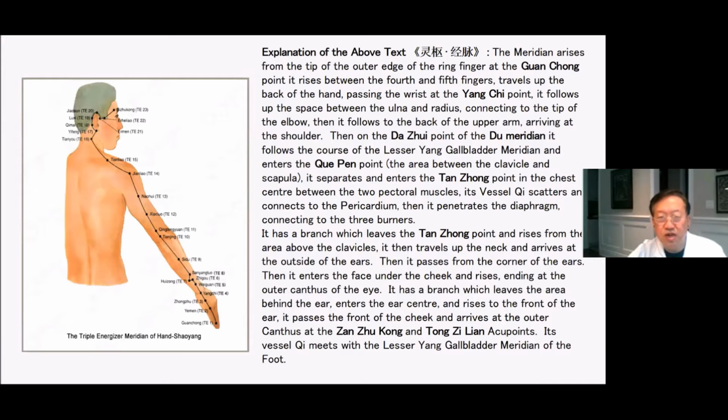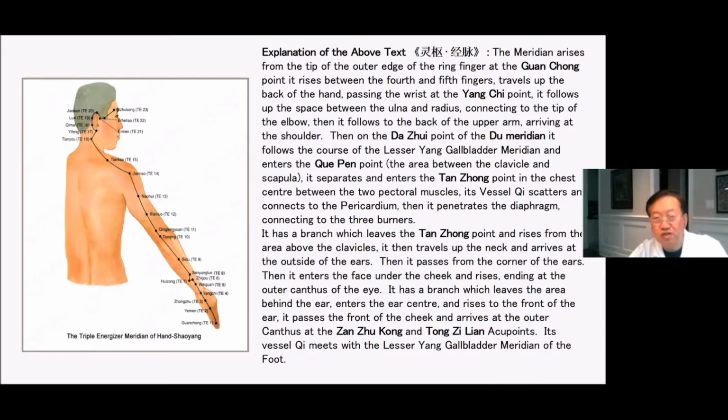Explanation of the above text. The meridian rises from the tip of the outer edge of the ring finger at the guanchong point. It rises between the fourth and fifth finger, travels up the back of the hand, passing the wrist at the yangchi point. It follows up the space between the ulna and radius, connecting to the tip of the elbow. Then it follows to the back of the upper arm, arriving at the shoulder. Then, on the dazhui point of the du meridian, it follows the course of the lesser yang gallbladder meridian and enters the chui pen, the area between the clavicle and scapula.